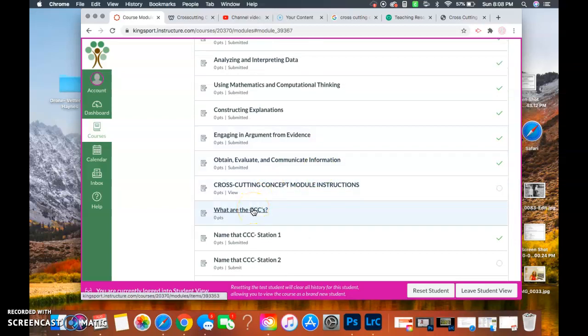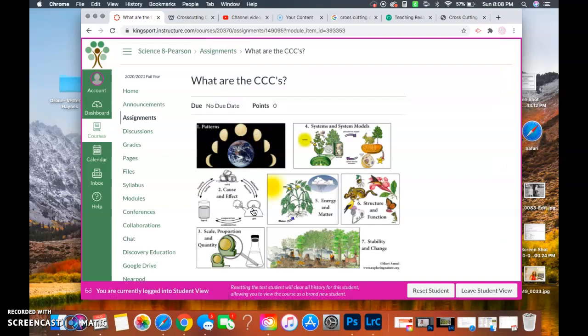Now, you may ask, what are the CCCs? This is something that you should have seen before. It's not something new. There are 7 cross-cutting concepts. You've got patterns. You can see the moon phases. They have a pattern. This is something that is repeating. We've got cause and effect. You can see an example of cause and effect. We've got scale, proportion, and quantity. We've got systems and system models. You've got energy and matter, structure and function, and stability and change.